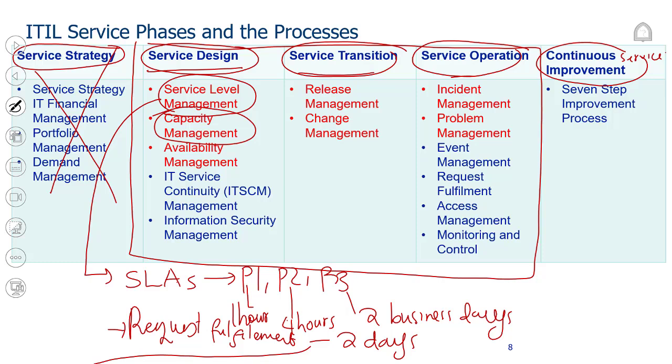So the capacity management is proactively looking at what I'm using in terms of that particular IT asset now, and being able to predict what I would need in the future. So for example, for storage in the Blackboard, at the moment I am using, for example, 1 terabyte.